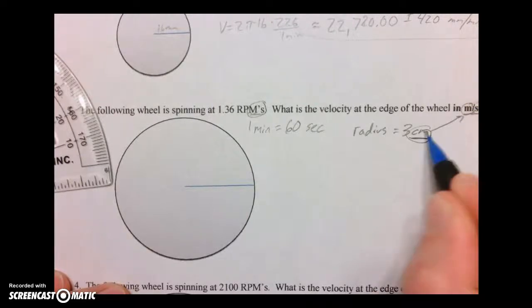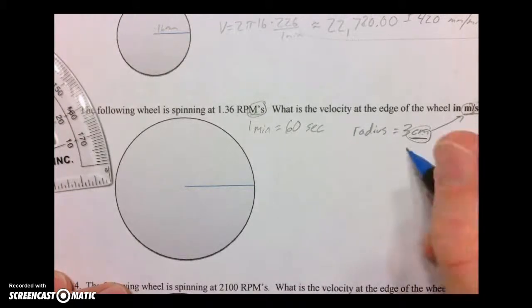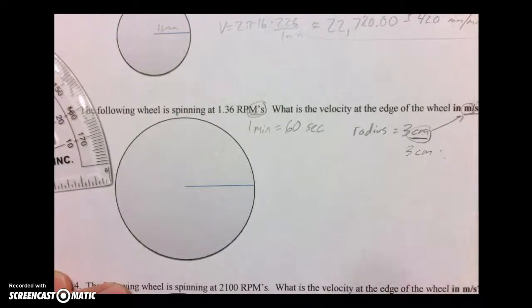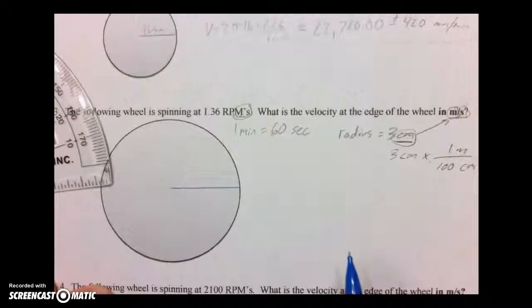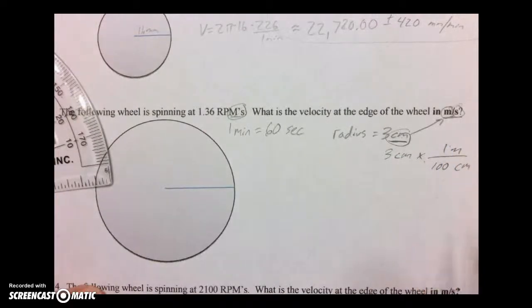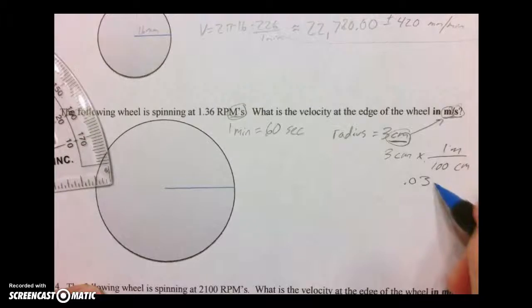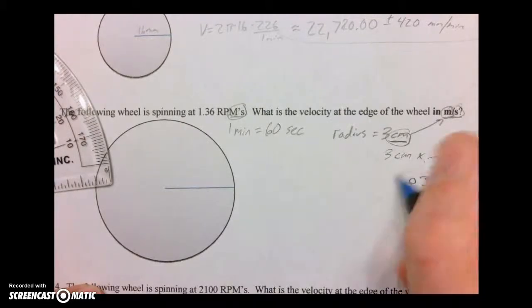Right there is another conflict, because now I have centimeters here, and the question asks for meters per second. So I have to change centimeters into meters. If you look on page 2 of your packet, there are all of your different conversions there if you can't remember, but there are 100 centimeters in a meter. So I'm going to take this 3 centimeters, and I'm going to do a quick conversion. Centimeters is on top, so centimeters goes on bottom, and there's 100 centimeters in 1 meter. So what I'm going to end up putting in my calculator is 3 times 1 is just 3, divided by 100. Okay, and that's going to give me 0.03 meters. So now this is my new radius.